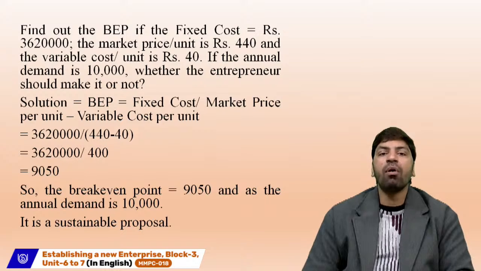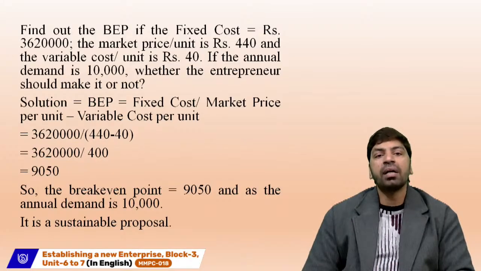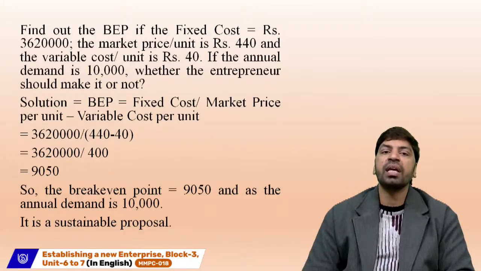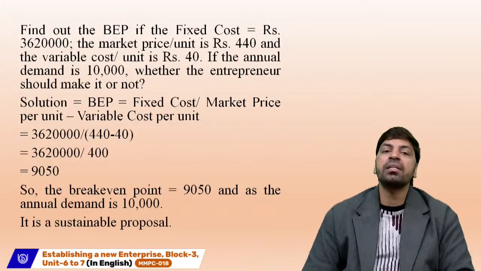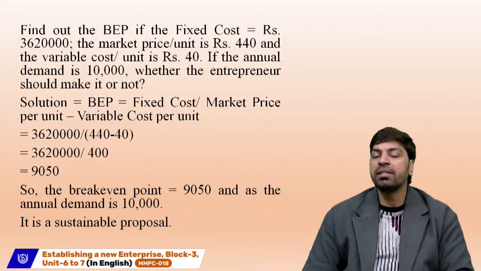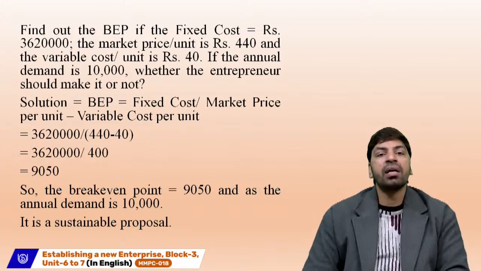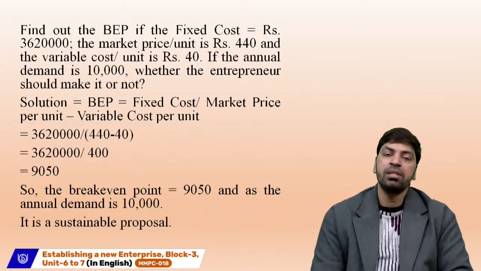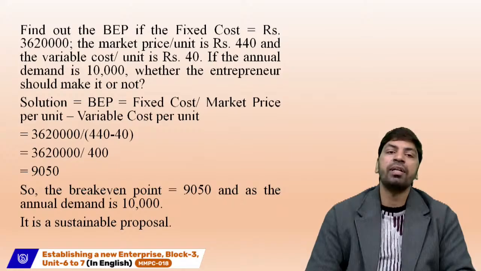The break-even point formula says fixed cost divided by the market price per unit minus variable cost per unit, that means fixed cost divided by contribution per unit. The contribution per unit is the market price per unit minus variable cost per unit, and this formula is used because the question clearly mentions the market price and the variable cost. So we can easily calculate the contribution per unit, and the fixed cost is already given in the question.